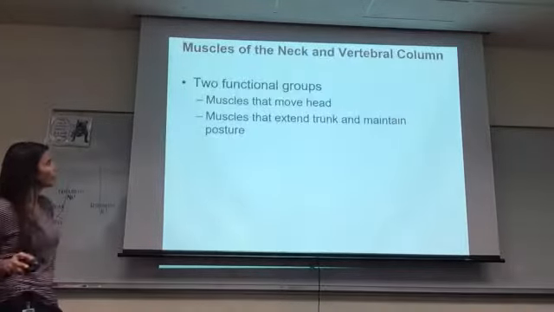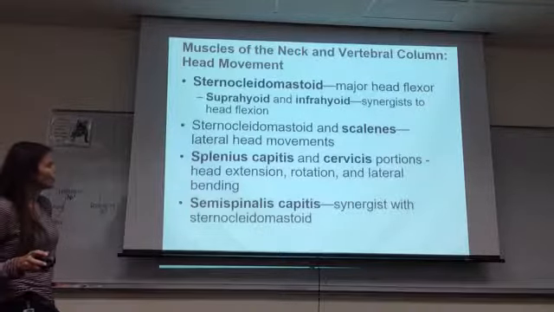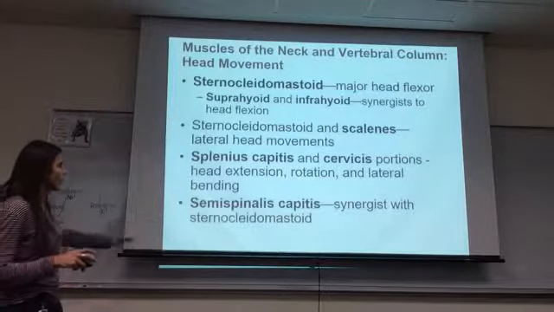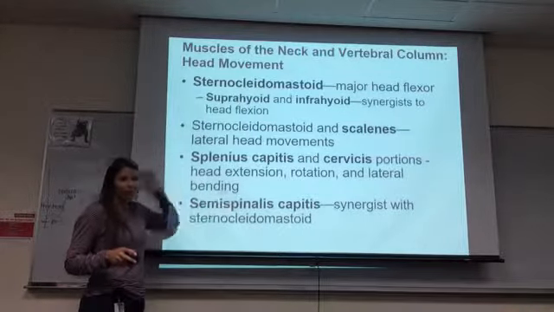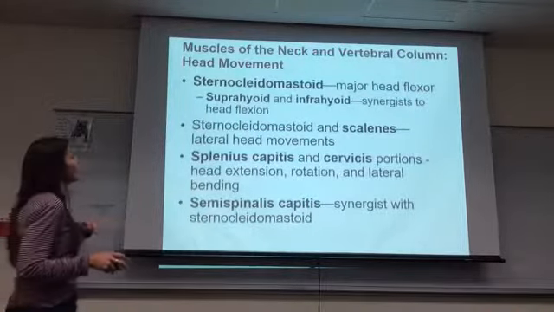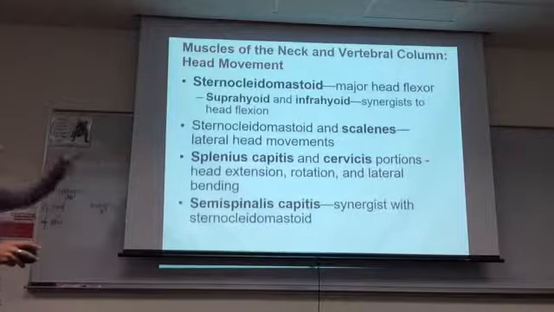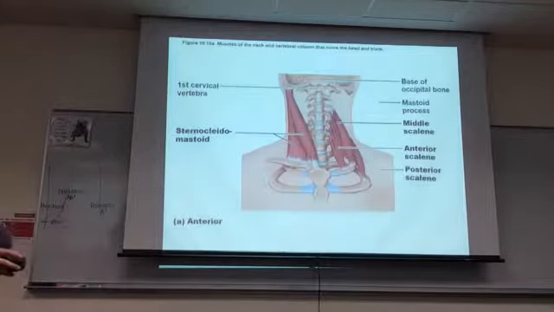Other muscles here. Splenius capitis. We've talked about spinalis. What do you think spinalis is? Something along the vertebral column, for the spinal. Sternocleidomastoid, I already pointed out. Infra and suprahyoid.